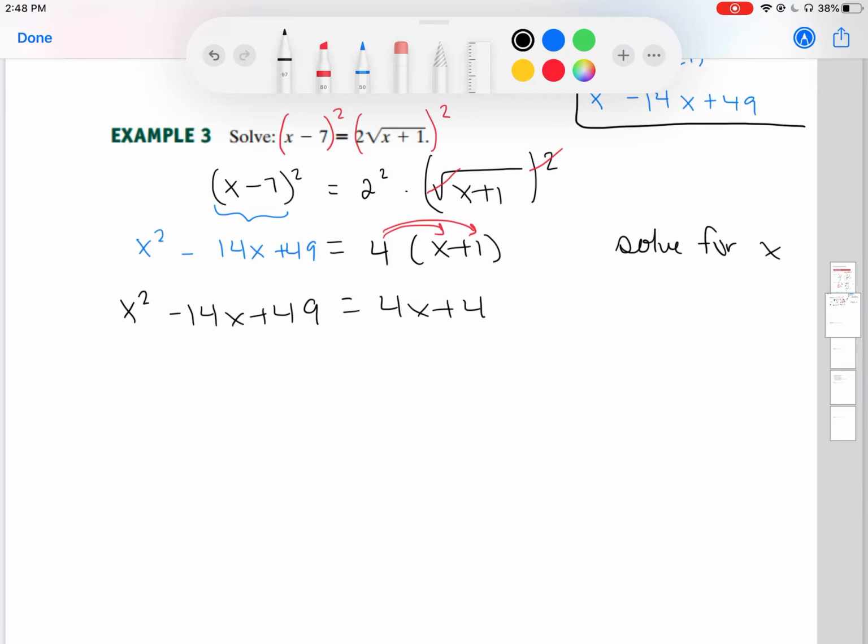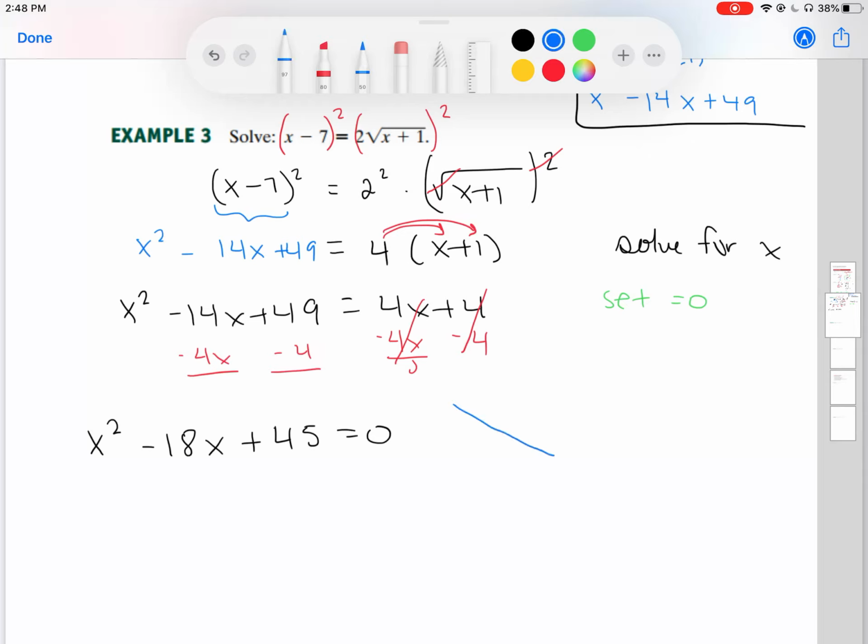So in order to solve, remember you first have to set it equal to 0. So let's get 0 on one side. Let's go ahead and subtract 4x to both sides. Subtract 4x, minus 4, minus 4, so that we're left with x squared minus 18x plus 45 is equal to 0. All right, we have a quadratic. Let's try to factor. So what numbers multiply to give you 45 that add to give you negative 18?